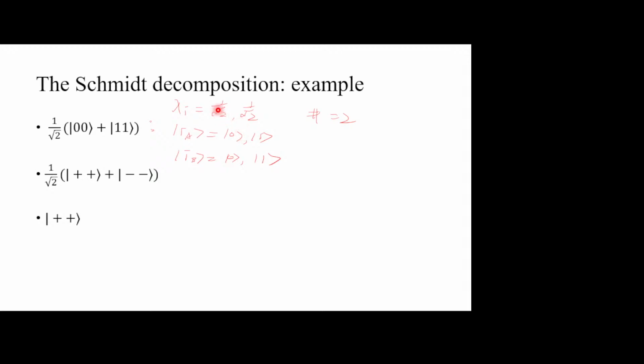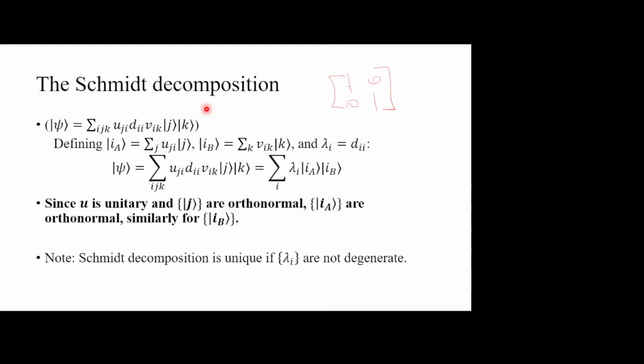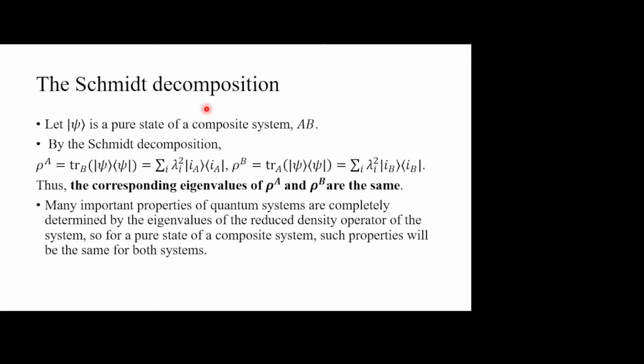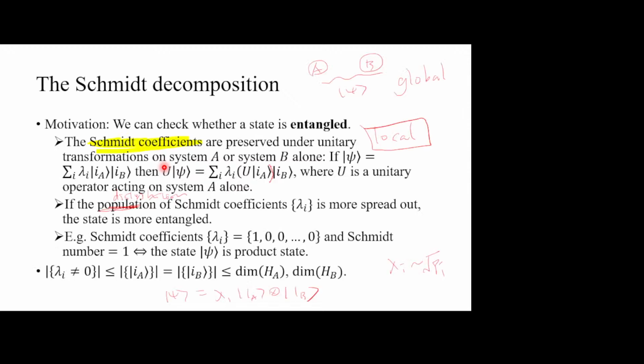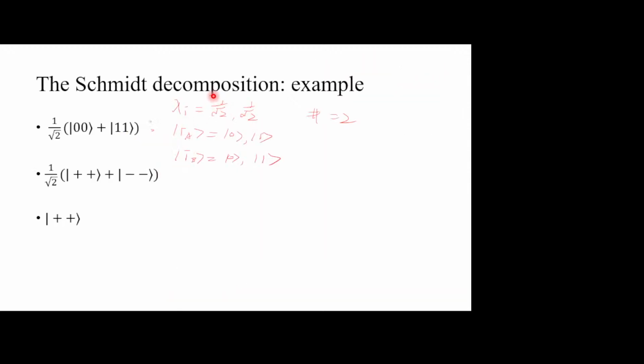And from here you see the eigenvalues of the density matrices. We have this calculation here, right? The eigenvalues of the reduced density matrices are lambda i squared, so the reduced density matrices will have eigenvalues 1/2 and 1/2. Then the second one is a similar state: 1 over square root 2 times (|+>|+> + |->|->). You see that this is also in Schmidt decomposition already, just that |i_A> becomes plus and minus, and |i_B> becomes plus and minus.